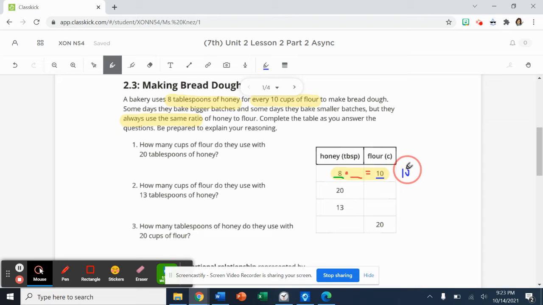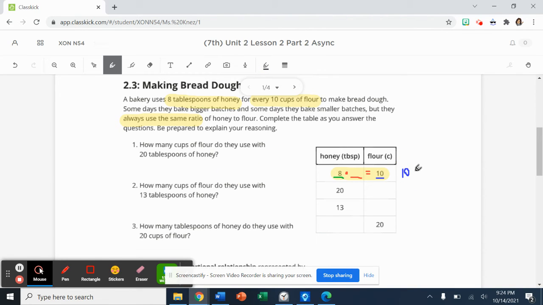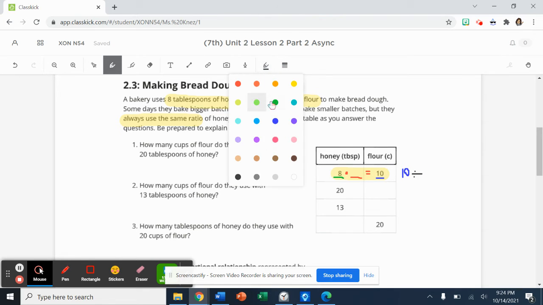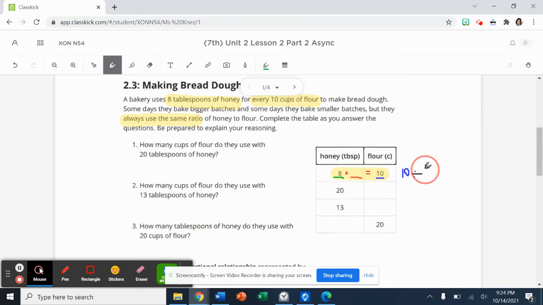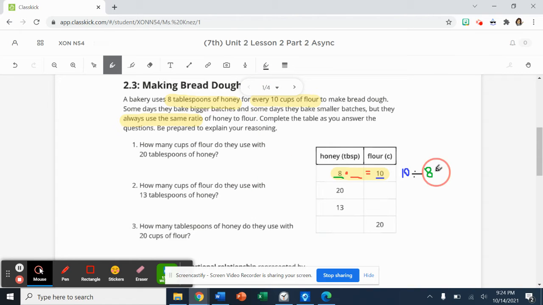10 divided by 8. And this is the sort of question I would encourage you to use a calculator for, because you're going to get a specific decimal. 10 divided by 8 is equal to 1.25. So 1.25 is the number that will help us navigate the rest of our table.